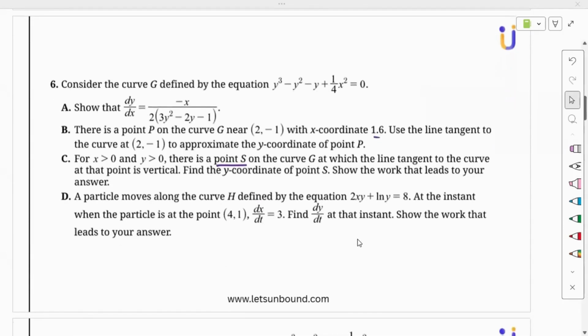The first part is proving the dy by dx for the given equation. The second part has line tangent approximation. The third part is the vertical tangent case. And the fourth part is finding dy by dt given many known values. So it's very basic and simple. You can score the best in this question.